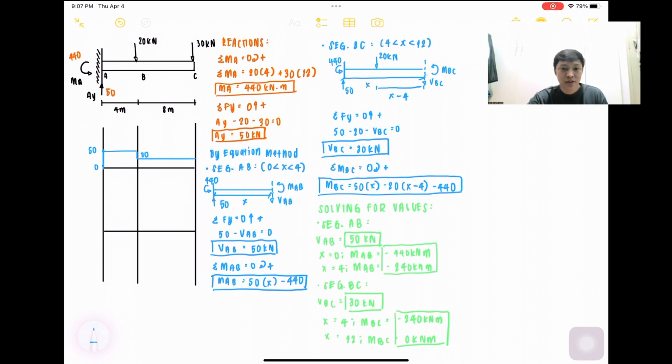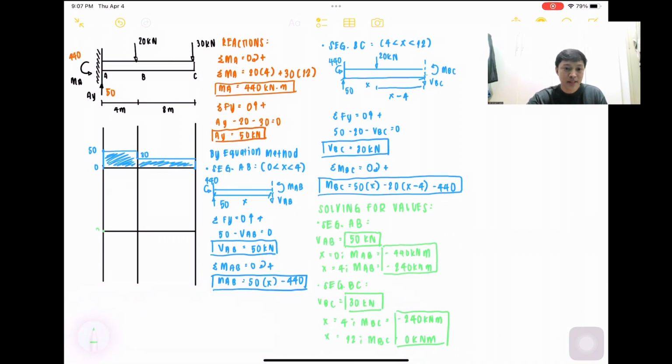And because there is also no force acting along the segment BC, straight line lang ulit. Lastly, mayroong downward force na 30 kN sa C, kaya minus natin ito sa 30 na piniplot natin kanina. 30 minus 30 is equal to 0. And that's it. Tapos na ang ating shear diagram.